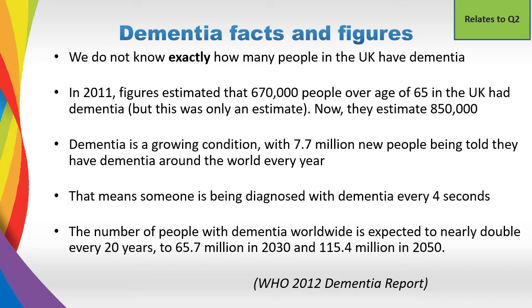So dementia is a growing condition. It is so important that we learn about it because there are going to be more and more people diagnosed with this set of symptoms. 7.7 million new people are being told they have dementia around the world every year. That calculates to somebody being diagnosed with dementia every 4 seconds. So the number of people with dementia worldwide is expected to nearly double every 20 years, to 65.7 million in 2030 and up to 115.4 million by 2050.